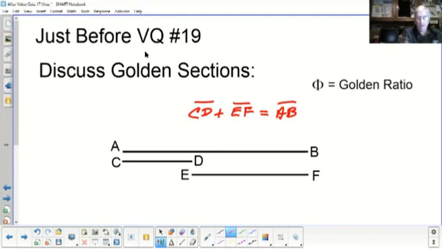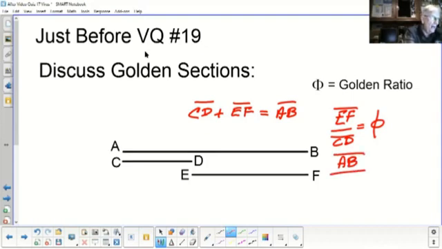Then what else do you have to be able to tell them? You have to be able to show them or prove to them that the middle length segment, EF, divided by the short segment, CD, will give you the answer phi. And you also have to be able to show them that AB's length divided by the middle length segment's length, EF, also has to give you phi. So those three principles have to be satisfied in order to say that those three segments are indeed golden sections.